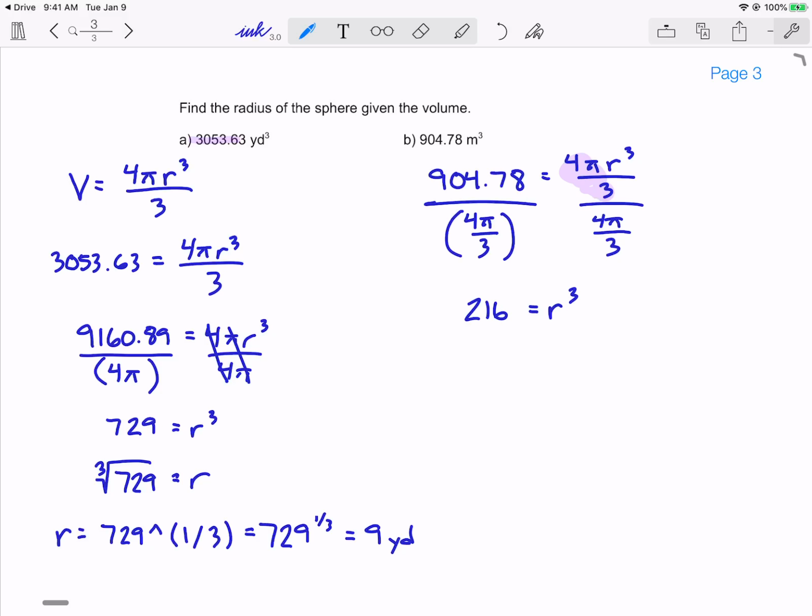Now I've got to take the cube root, so r is going to be the cube root of 216, which is the same thing as 216 to the 1/3, and you should get a value of 6 meters. So I hope you practice this stuff, and I hope you enjoyed watching the video.